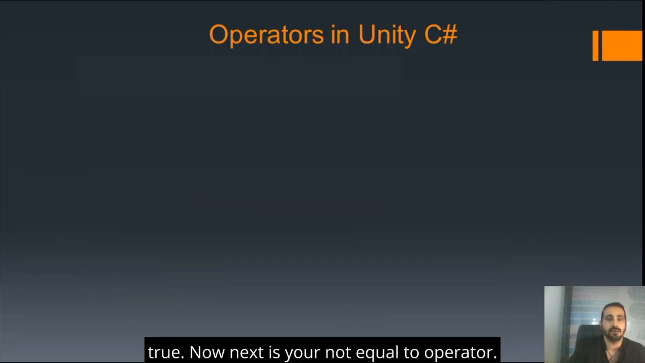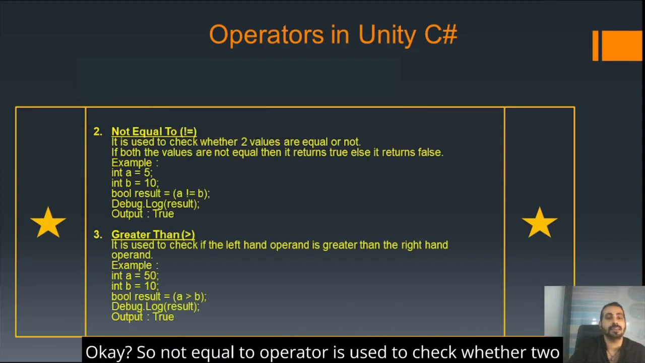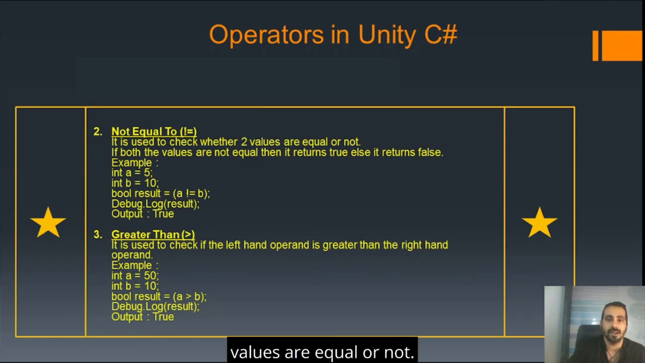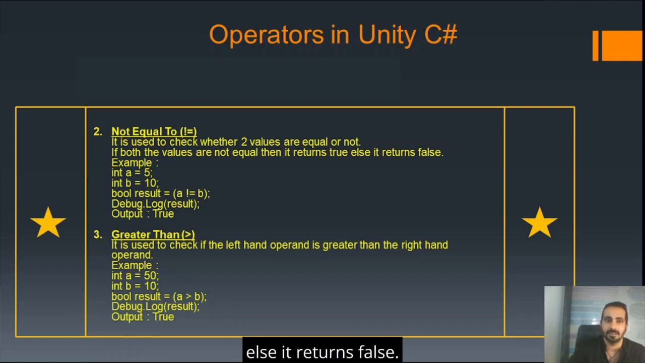Now, next is your not equal to operator. Not equal to operator is used to check whether two values are equal or not. Now, if both the values are not equal, then it returns true, else it returns false. Then we have greater than operator.